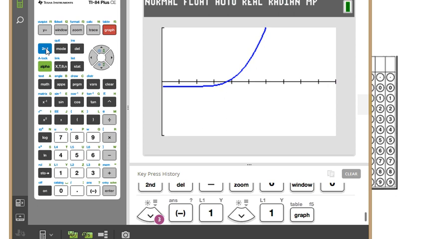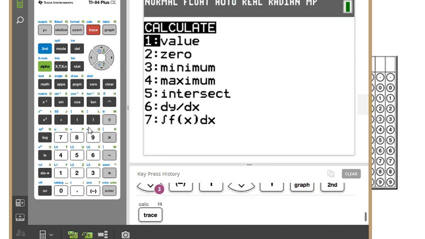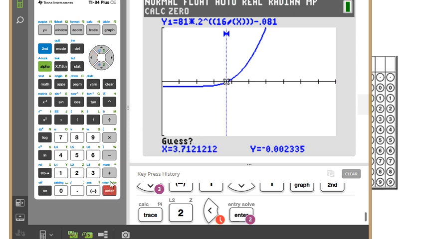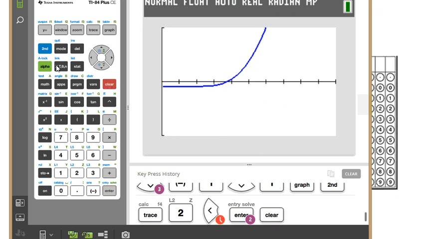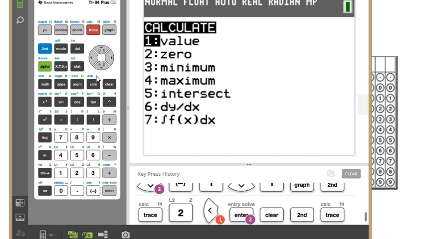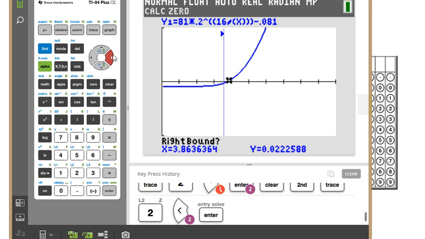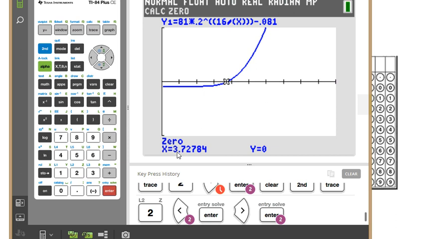Again, we'll go second, trace, 0, and we have the left bound first. We'll go to the left of our x-intercept. Oops, I need to clear out second, trace, 0. Okay, go to the left, press once, then go to the right, press twice. We get about 3.728.